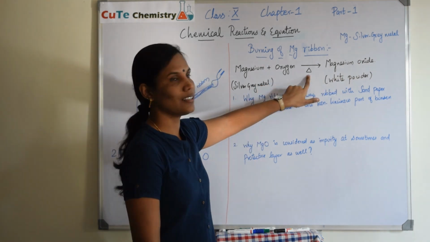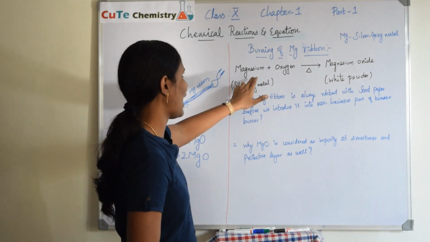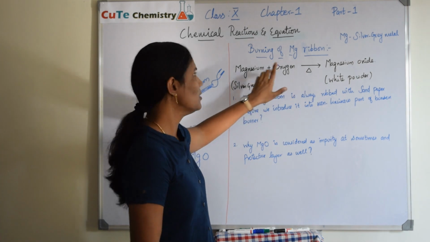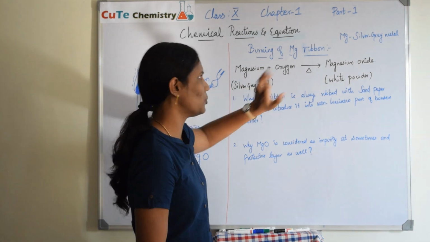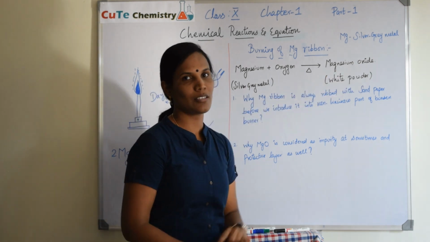The triangle sign shows that we are heating the reactants. Here the reactants are magnesium and oxygen. Magnesium and oxygen react together in the presence of heat, and we get magnesium oxide as the product.